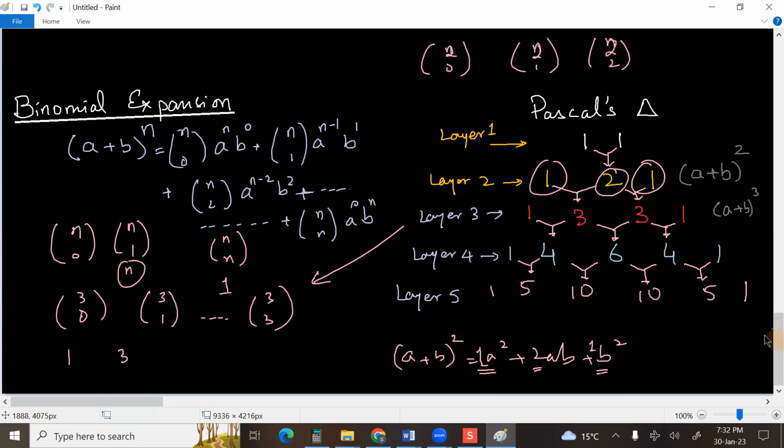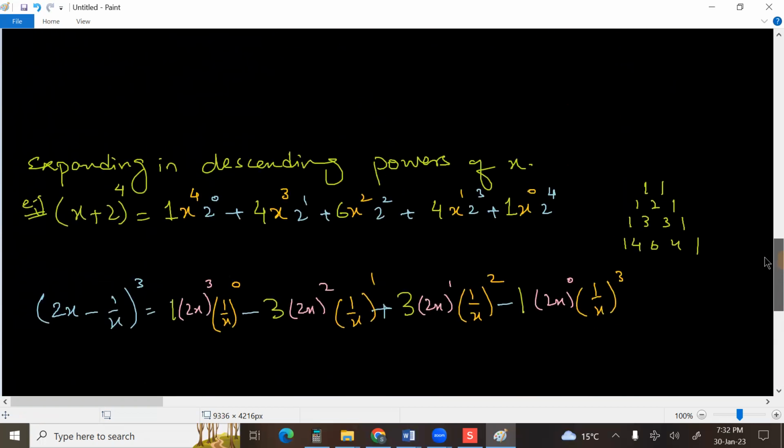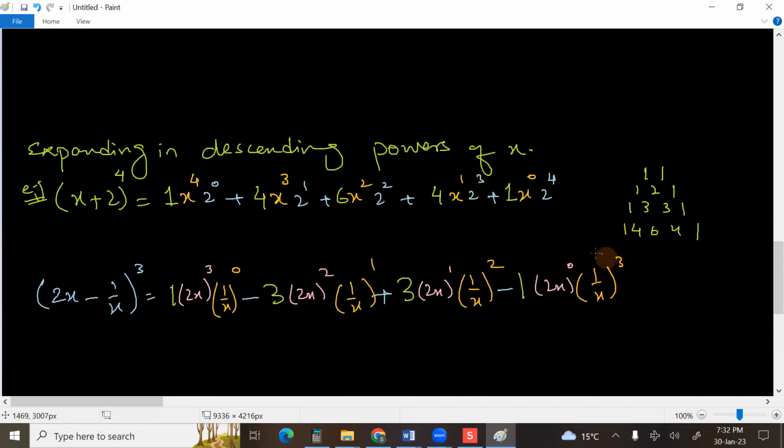I'm going to jump to our next part, that is expanding in descending powers of x. Descending means starting from the highest to the lowest, like descendants of God, they came from above to earth. So descending powers of x means the highest power of x first. As I mentioned earlier, using Pascal's triangle, if I am expanding this binomial, meaning having two terms.